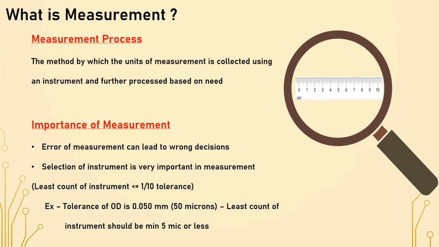What is the measurement? Measurement process is the method in which units are measured and collected through an instrument. So it can be used further for an analysis or conclusion. Why is it so important? Error in the measurement can lead to a wrong decision.